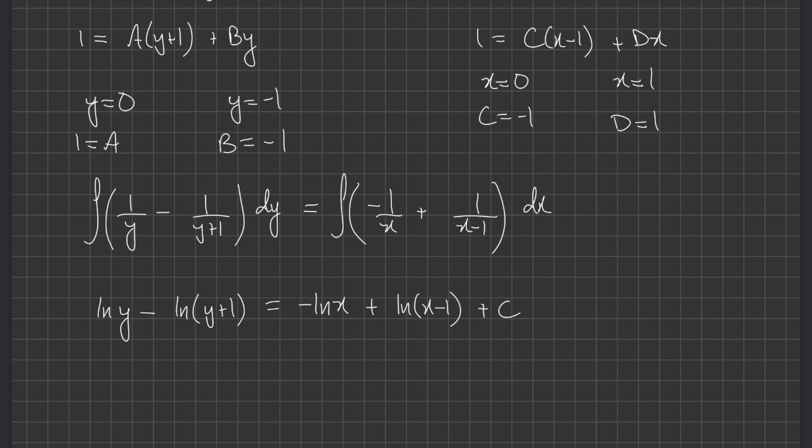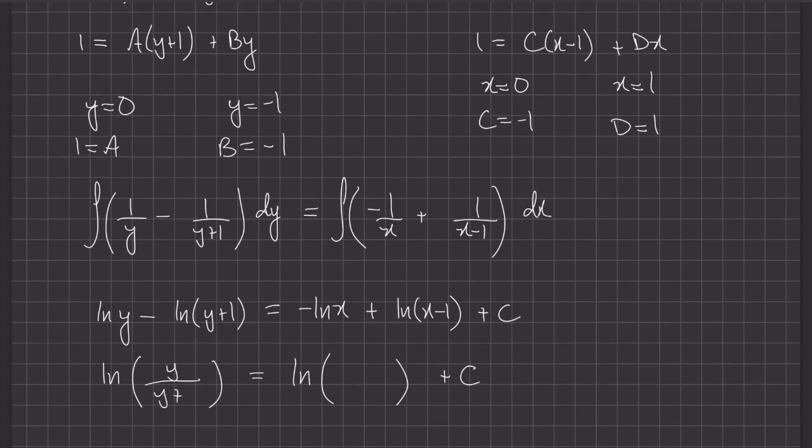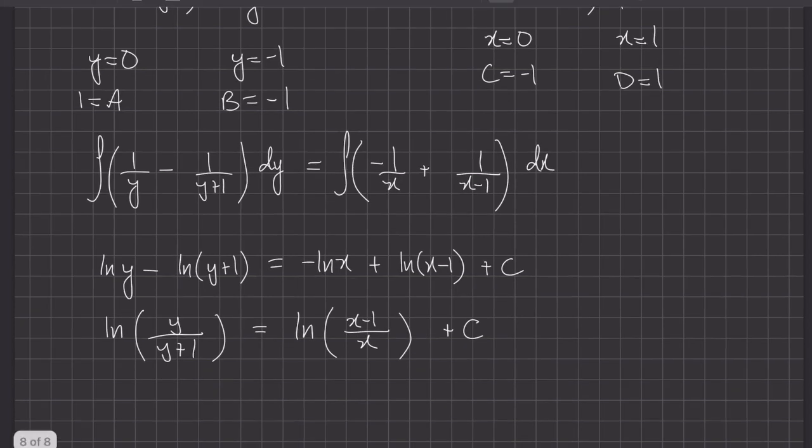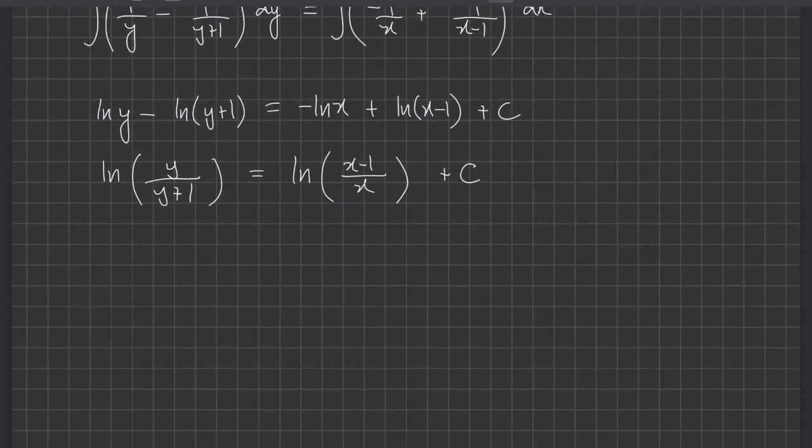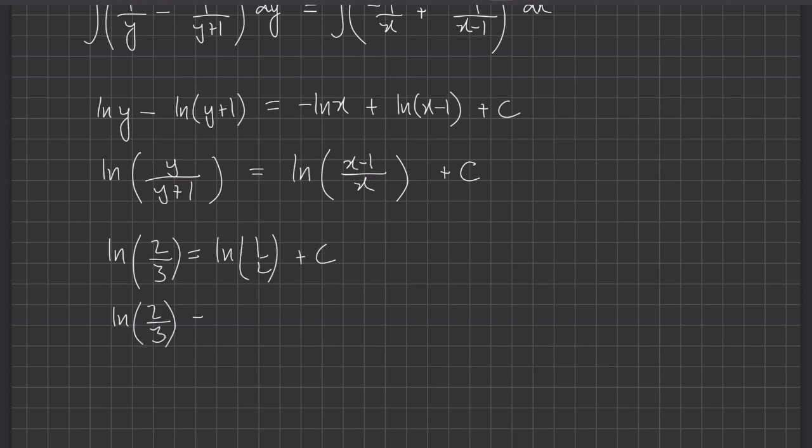Both sides can be simplified due to the logarithmic properties. If we have a subtraction sign between two ln terms, then they can be written as a single ln term with the values inside the brackets being divided. The boundary condition can be plugged in. Both x and y are equal to 2. This gives ln 2 over 3 equals ln 1 over 2 plus c, yielding the value of c to be ln 4 over 3.